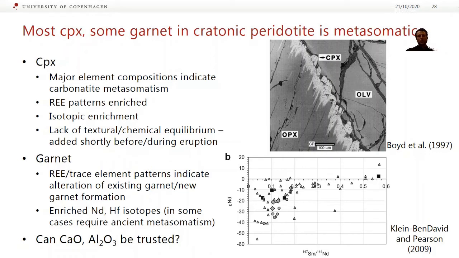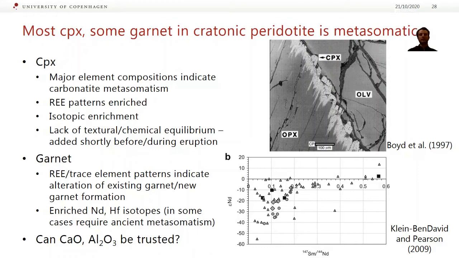So this interpretation leads you to think that a lot of the minerals, aside from olivine, in the lithospheric mantle might actually be metasomatic. And based on subsequent studies and work on this over a number of years, people have come to the conclusion that most CPX that we see in cratonic mantle peridotites is metasomatic, and probably a fair bit of the garnet as well.